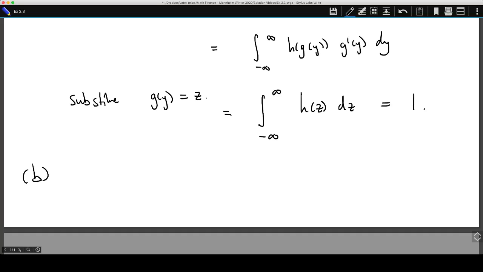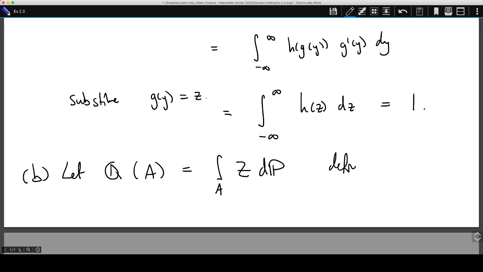Part B, we should show that Q, the measure which is defined on subsets of the sigma algebra as being equal to the integral over that subset of Z against the probability measure, is itself also a probability measure. So let's say let this define a measure on this measurable space Omega, curly F.